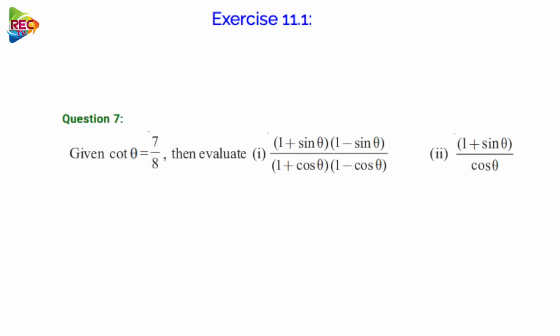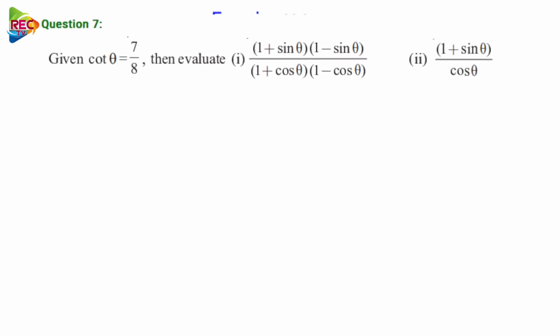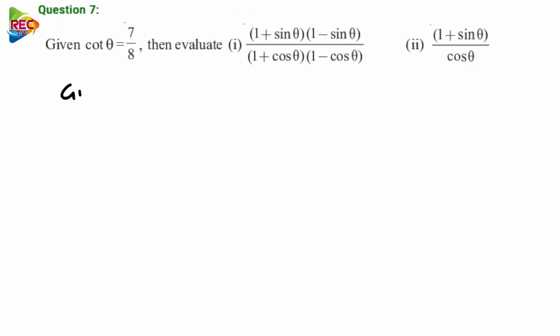Question number 7. Given cos theta equals 7 by 8, then evaluate: first, 1 plus sin theta into 1 minus sin theta by 1 plus cos theta into 1 minus cos theta. And the second one is 1 plus sin theta by cos theta. Given that cos theta equals 7 by 8.